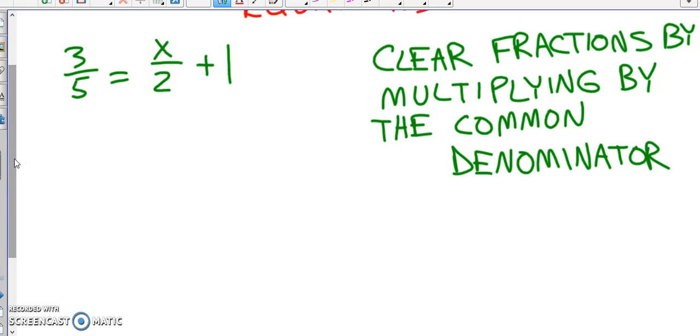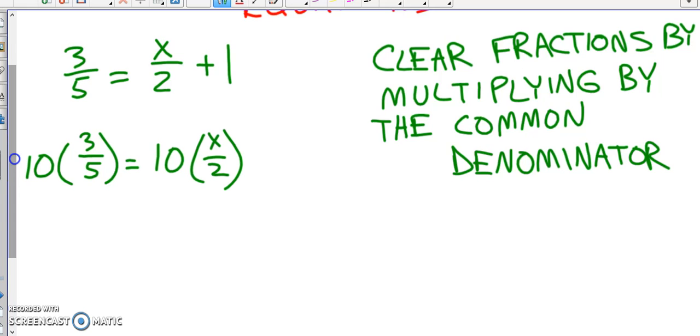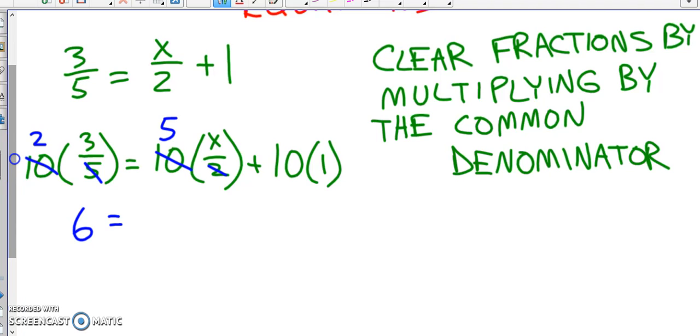And so, as I look at this, I've got a denominator of 5, a denominator of 2, and essentially a denominator of 1 on the 1 there. So the common denominator between 5 and 2 would be 10. So I'm going to multiply 10 times 3 over 5, 10 times x over 2, and 10 times 1. Now, 10 divided by 5 is 2, so 2 times 3 is 6. 10 divided by 2 is 5, so that would be 5x plus 10.